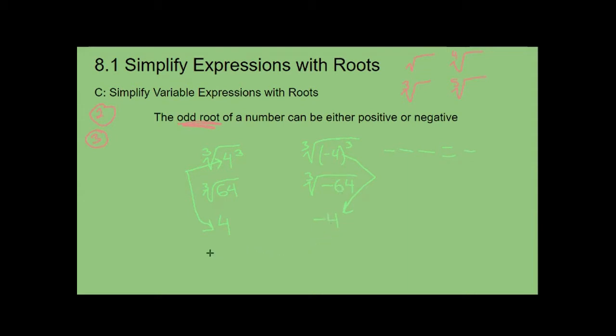So what this means is that if you have any root that's odd, so if n is an odd number, and then you take the root of that same power, the answer is going to be a. So if a is positive, this a is going to be positive. If a is negative, this a is going to be negative. We're going to simplify this in a chart in just a moment. But that brings us to the question of what about even roots?